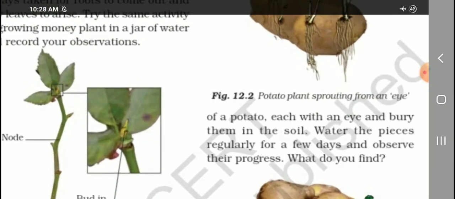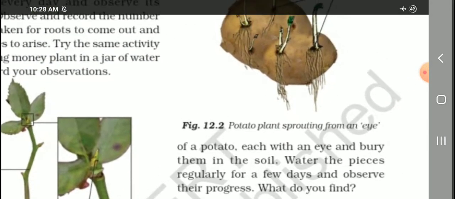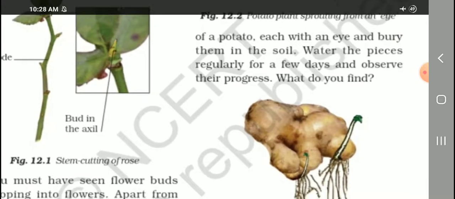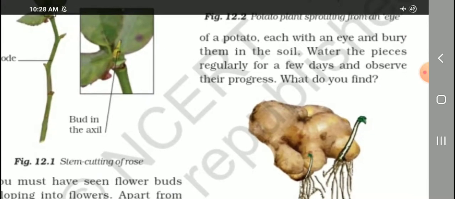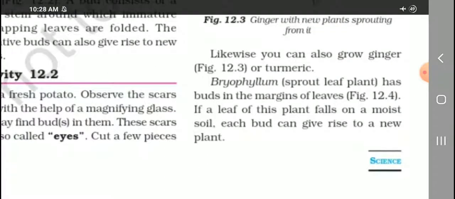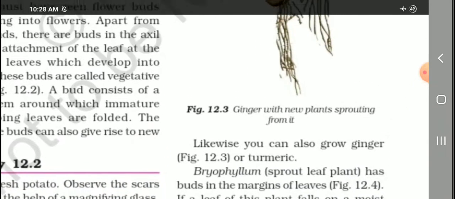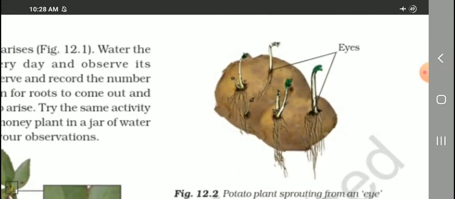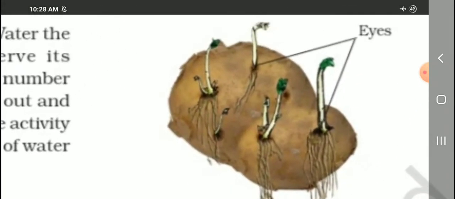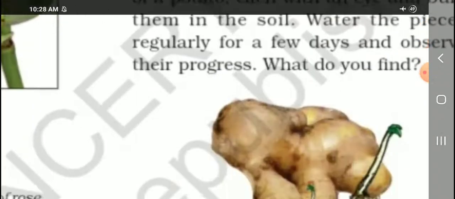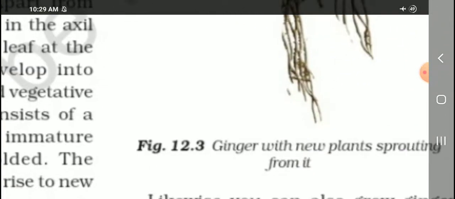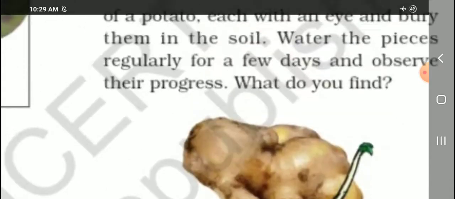See the picture, students. Potato plants sprouting from an eye of a potato. Each piece with an eye, bury them in the soil. Water the pieces regularly for a few days and observe their progress. Likewise, see the bryophyllum. Next one, ginger with the new plant sprouting from it. This one is sprouting eyes in potato. Then sprouting in ginger with new plants sprouting from it.